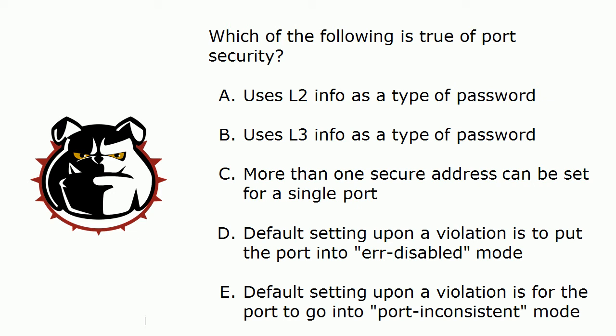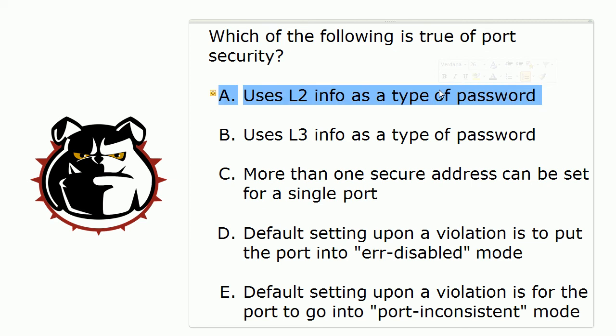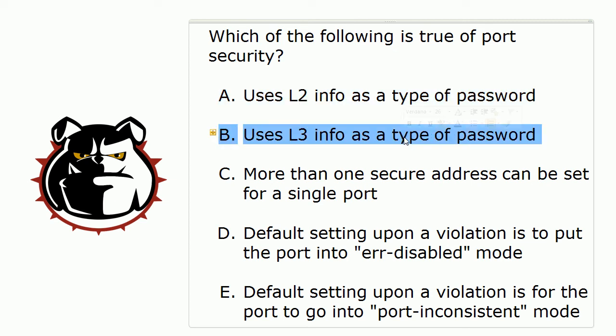Let's go ahead and tackle the answers. If you want to think about it for a minute or two, go ahead and pause the video. But going from top to bottom with this type of password thing, what we're talking about there is the source MAC address. We really don't refer to it that often as a password, but that's really what it's doing in port security, acting as a password. And the source MAC address, the first thing that the switch looks at on an incoming frame, is going to be layer 2 information. So A is correct, B is not correct because there we'd be looking at packets.